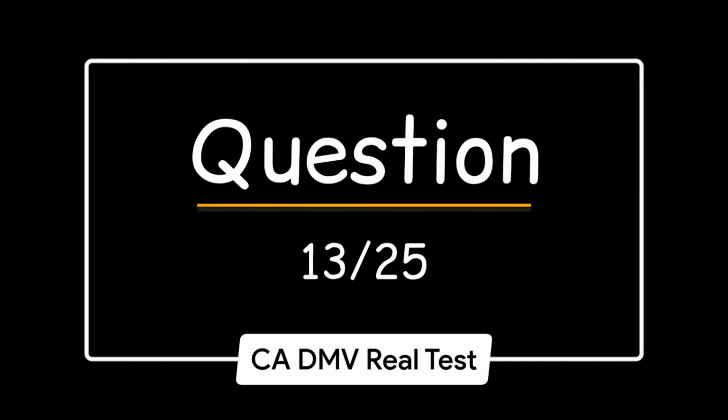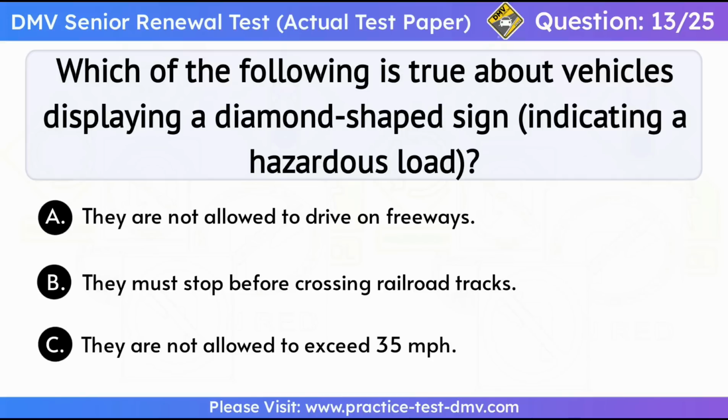Question 13. Which of the following is true about vehicles displaying a diamond-shaped sign, indicating a hazardous load? A. They are not allowed to drive on freeways. B. They must stop before crossing railroad tracks. C. They are not allowed to exceed 35 miles per hour. Correct answer: B. They must stop before crossing railroad tracks.